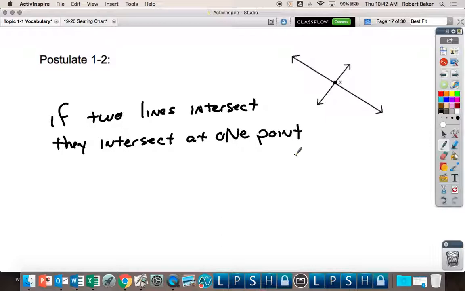And generally, that point will be labeled, those 2 lines intersect at point X. It's an easy one, but it carries a lot of weight with it. So 2 lines intersect at one point.